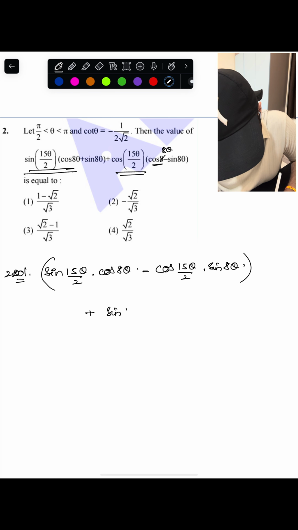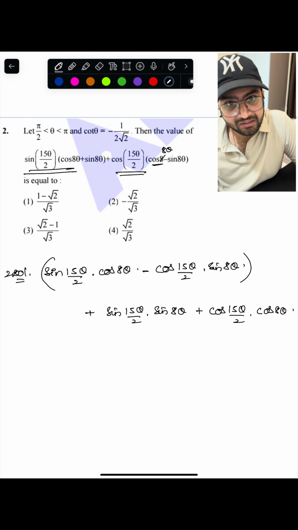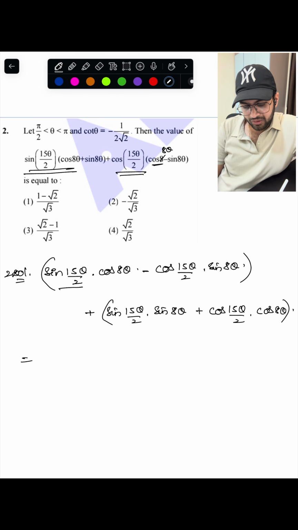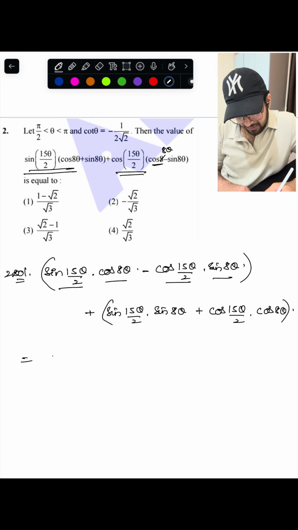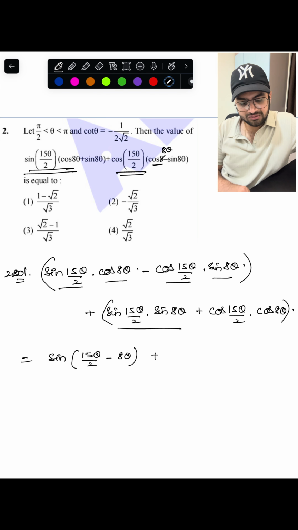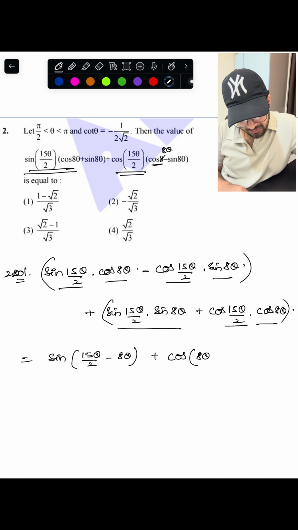Plus the second term, sin(15 theta by 2) sin 8 theta plus cos(15 theta by 2) cos 8 theta. So clearly the first term is of the form sin A cos B minus cos A sin B, which is nothing but sin of A minus B. So that is sin of (15 theta by 2 minus 8 theta). The second term is of the form sin A sin B plus cos A cos B, that means cos of A minus B, so 8 theta minus 15 theta by 2.